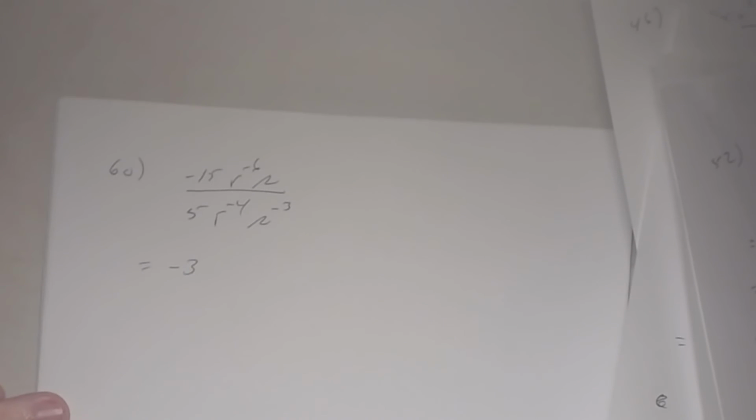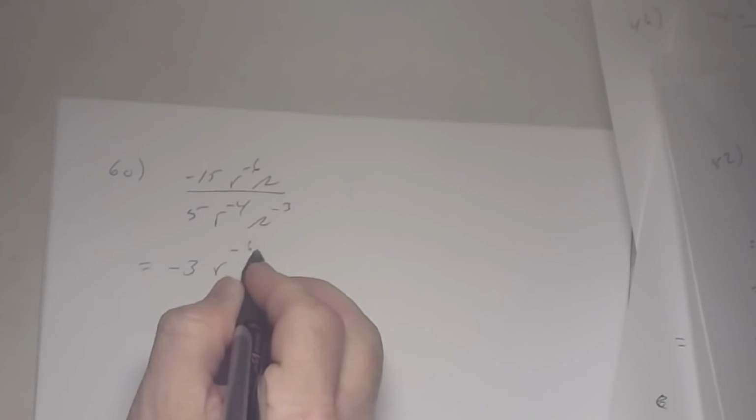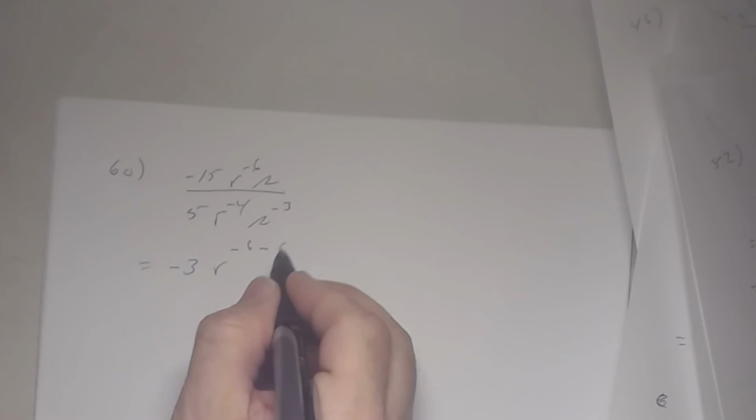All right, you have enough information to do this. There are no parentheses. Now look at the coefficients. How are you going to deal with the coefficients? Negative 15 divided by 5, which is what? Negative 3. So you all agree that so far I have negative 3, right? Okay, let's talk about the R's. What are you going to use to simplify that? Quotient rule. So that's R to the negative 6 subtract a what? Negative 4. Remember, it's always subtract.